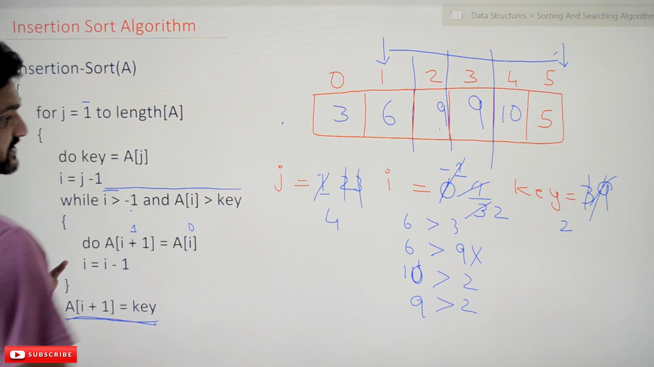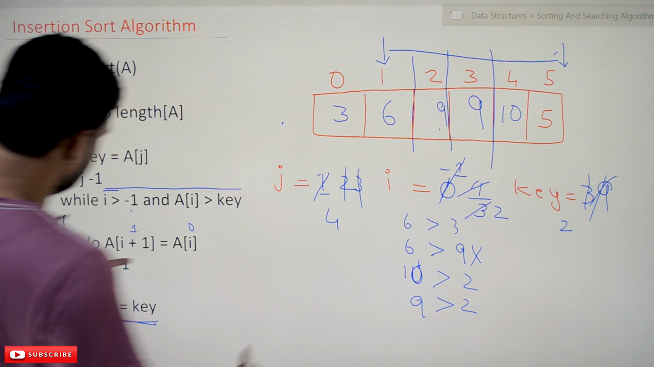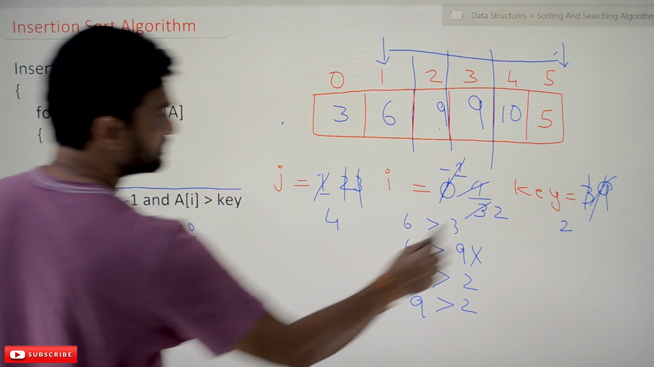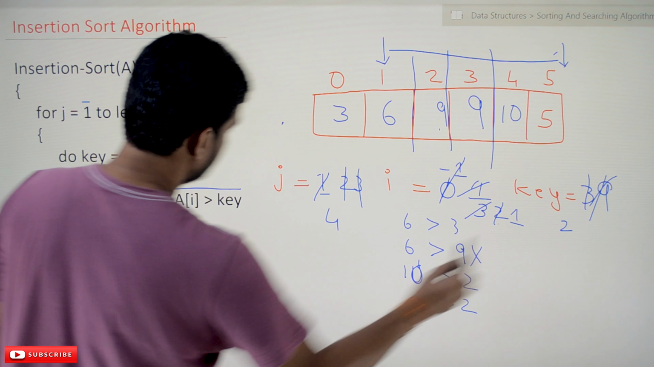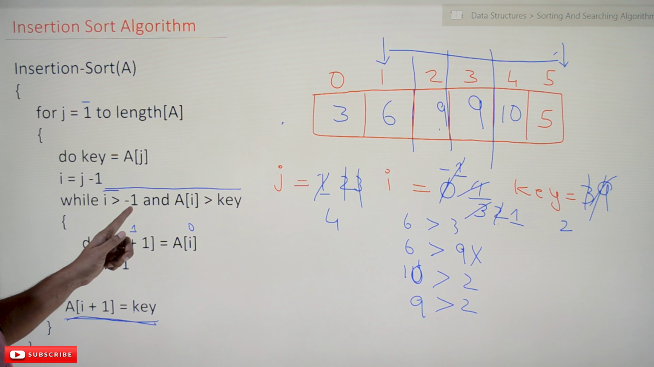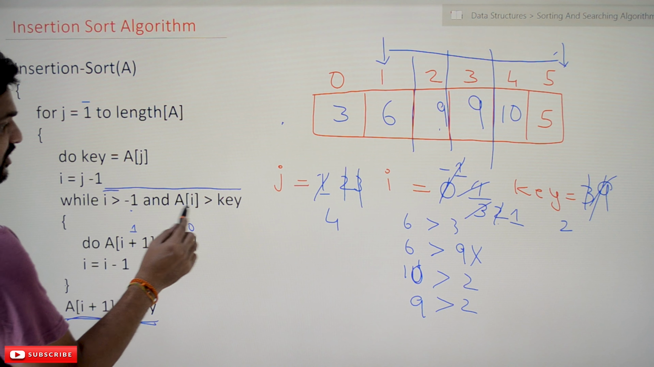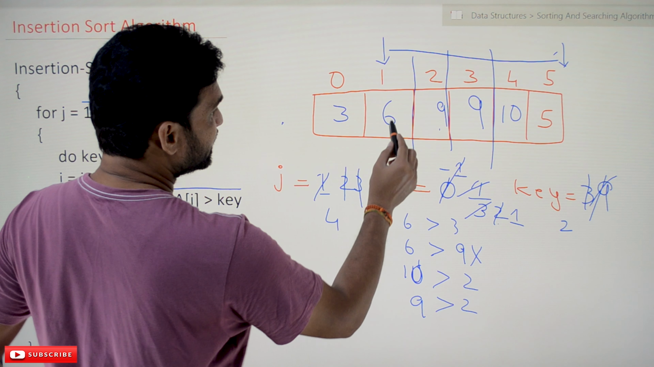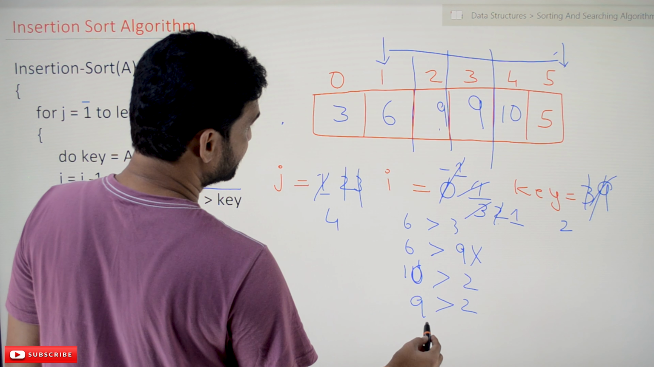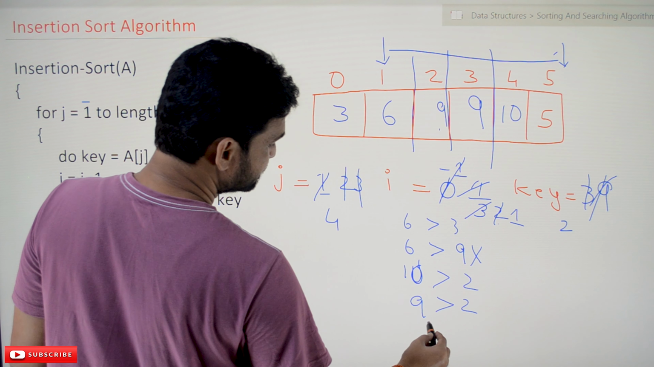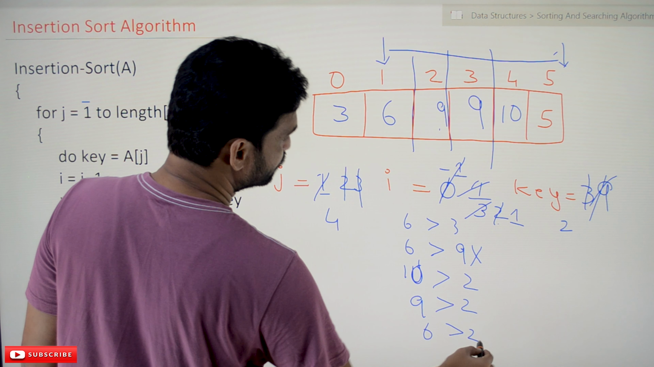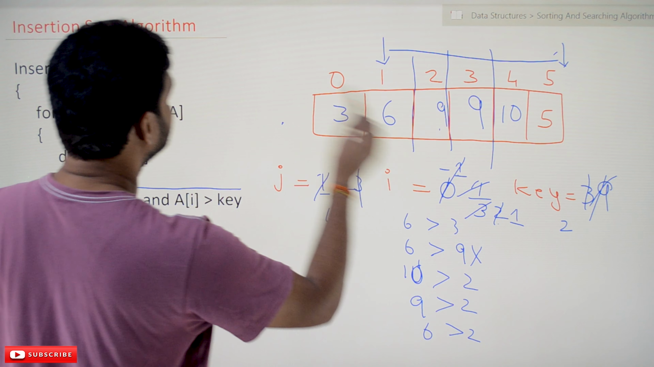Next, i is equal to i minus 1, which means it is 1. Again the while loop. Is the value of i greater than minus 1? Yes, it is greater than minus 1. a of i greater than key. What is a of i? a of 1 is 6. Is 6 greater than 2? Yes, it is true. Then we have to shift it.